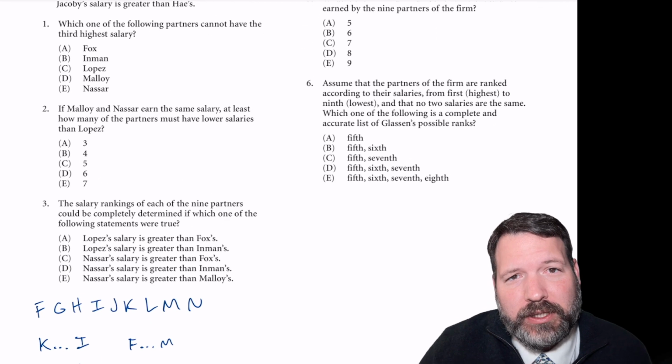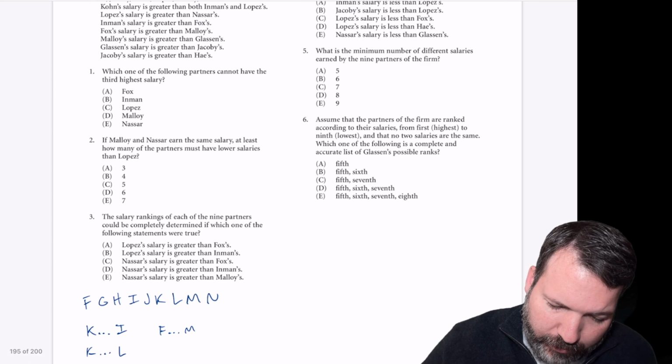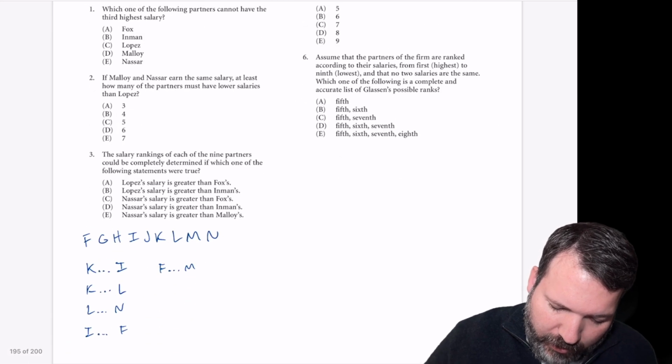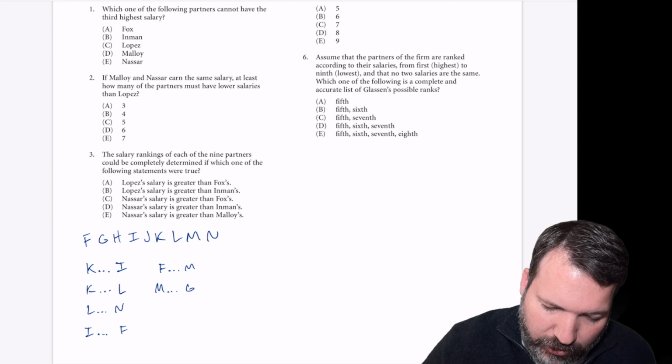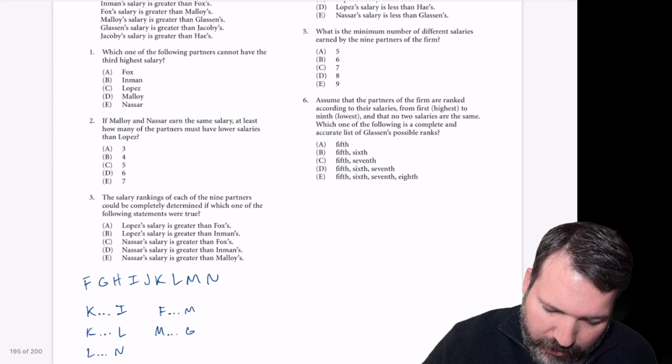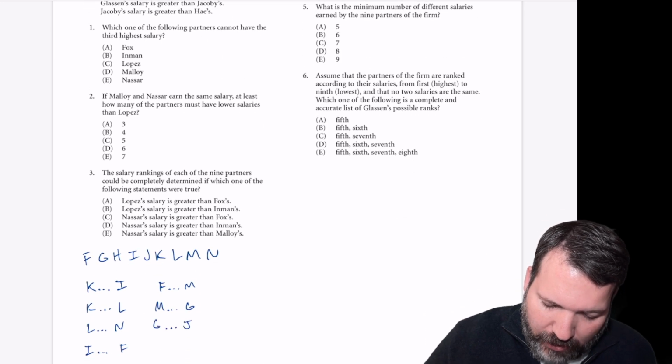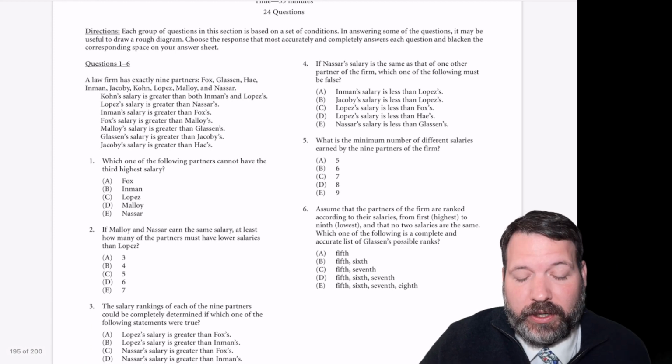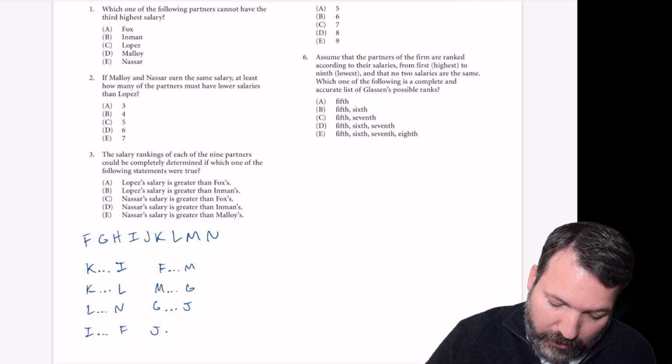It'd be a lot easier if they would just say the whole thing's alphabetical, right? But presumably it's not. M is greater than G. M dot dot dot G. G's salary is greater than J's. G dot dot dot J. And J's salary is greater than H's. J dot dot dot H.